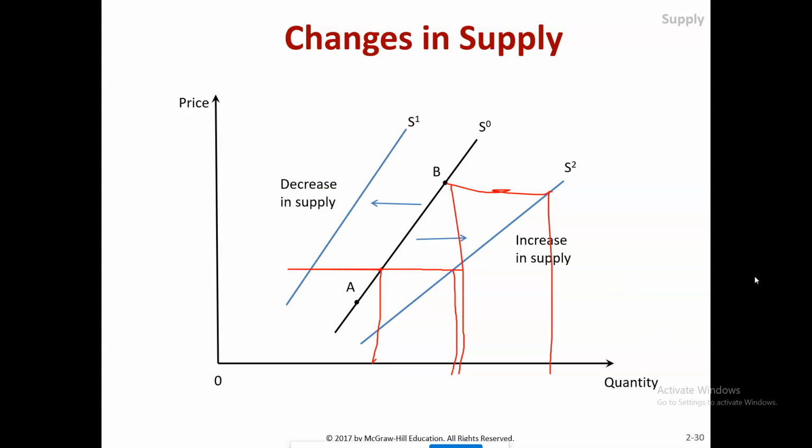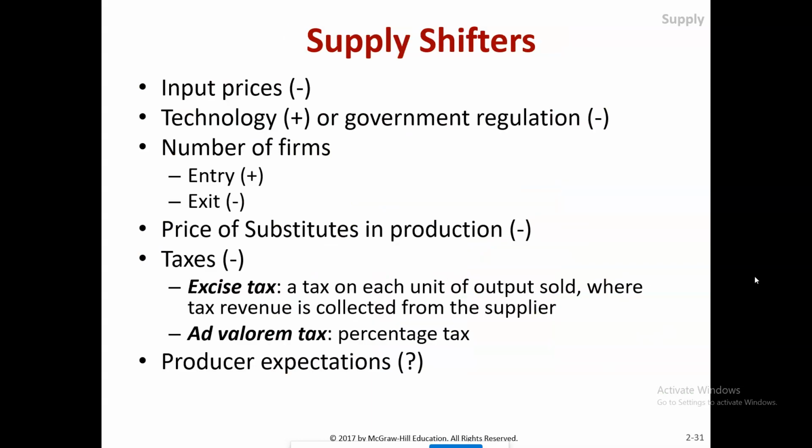If anything happens that results in a decrease in supply, the supply curve shifts to the left-hand side. Now here's a review of all the determinants of supply, therefore the supply curve shifters.